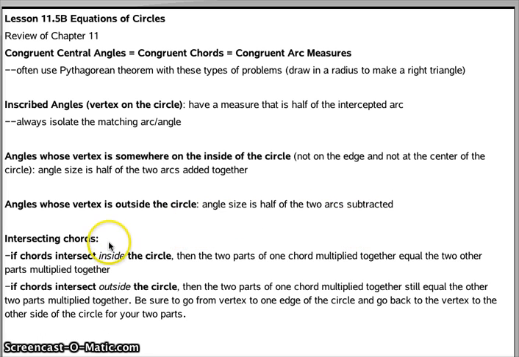The last thing that we can look at is the lengths of the chords. If the chords intersect inside the circle, I can take the two parts of one chord multiplied together, and that's going to equal the two other parts multiplied together. If the chords intersect on the outside of the circle, it's actually the same thing, but you just have to always remember to start from a vertex, go to the edge of the circle, and then go back to the vertex all the way to the other side of the circle. And so that second time we have to include the whole length of that secant.